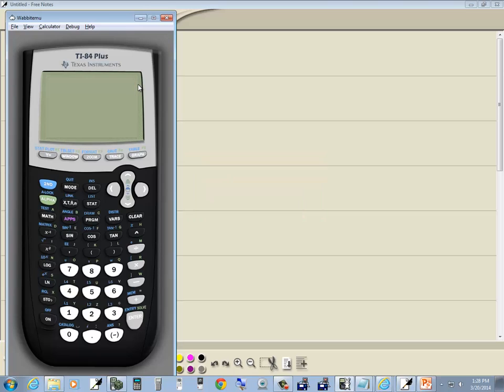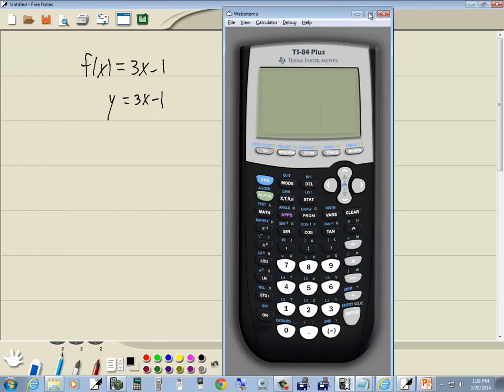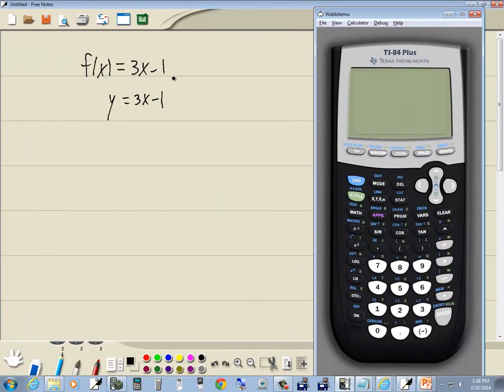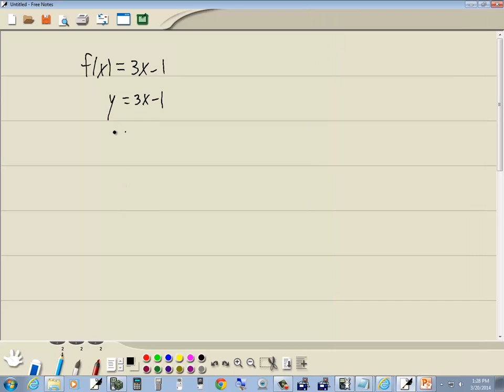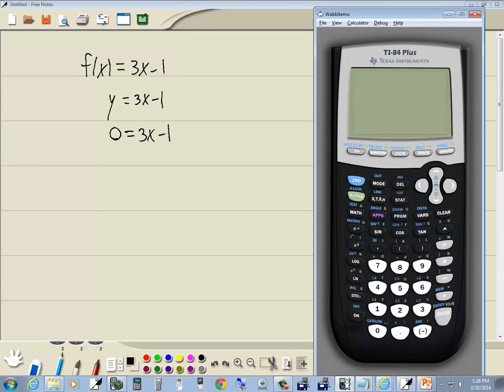Now, if I was doing this by hand, which we're going to use a calculator here in a second, to find the x-intercepts, you always plug 0 into the other variable. So we plug 0 in for y, and we get 0 is equal to 3x minus 1. Now, I know this is a pretty simple one. You could just solve it, but let's take a look at how to do it on the calculator.